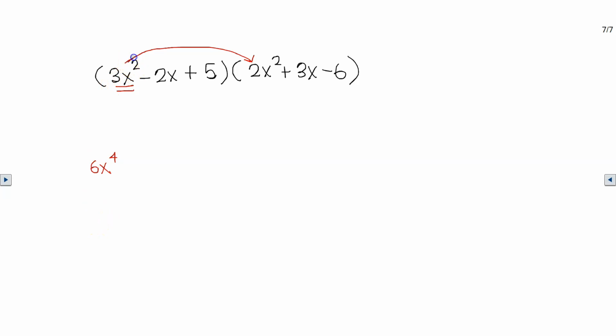And then I'll do 3x squared times positive 3x. Again, my product rule tells me that will be a positive 9x to the 3rd power. And then finally, I'll do 3x squared times negative 6. That will give me a negative 18x squared. So term number 1 has been multiplied by all 3 terms in that second polynomial.